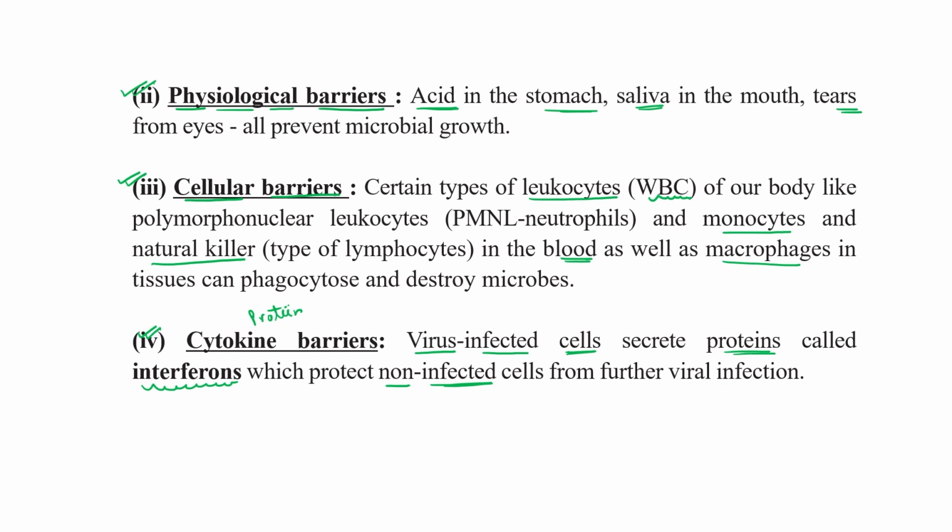We have classified innate immunity into four types. First is physical, the outer covering, mucus. Second is physiological, different kinds of secretions like acid, saliva, tear. Third is cell mediated or cellular, different kinds of cells like WBCs, macrophages, phagocytes. And the fourth one is the cytokine barrier. Here some interferons, some protein molecules, are secreted by the virus infected cells and protect non-infected cells. So these are the four types of innate immunity.